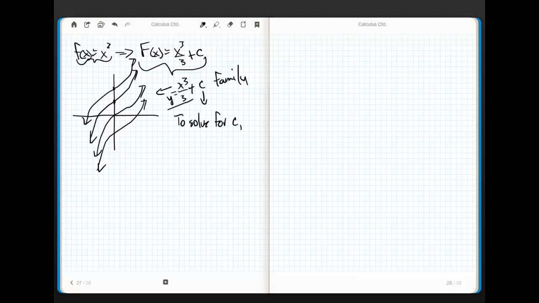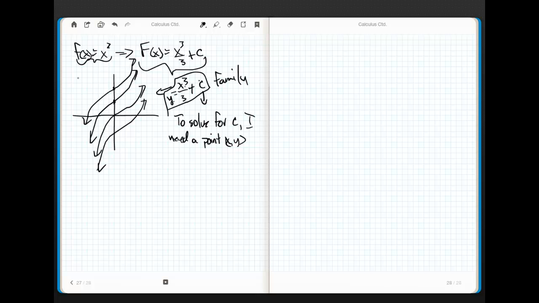Well, this is an equation with how many variables in it? It's got 1, 2, 3 variables. So if I'm going to be able to solve for c, I need what? I need a point. I need a point, x comma y, right? There's 3 variables to solve for c. I need an x and a y. That's pretty easy to do, right?